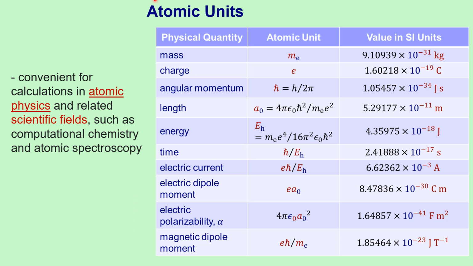For those who are going to study computational chemistry or atomic spectroscopy, you are going to face these atomic units, and you can see that they are a little bit different than usual. For example, for the mass, the atomic unit will be m_e and the value will be like this. Same thing for the others.